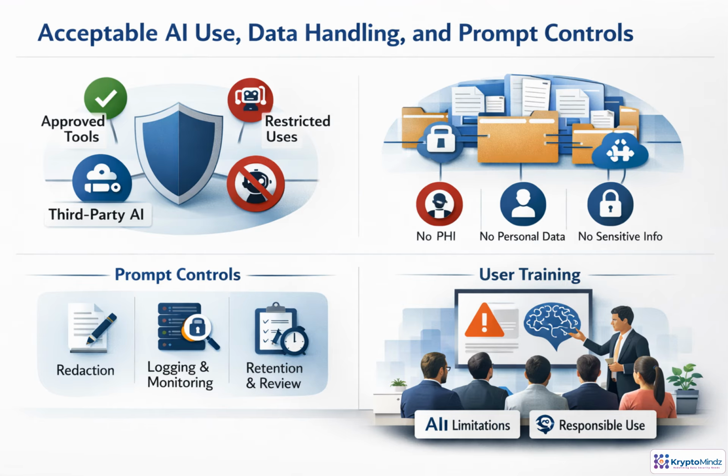Acceptable use policies turn AI from an open-ended experiment into a governed business tool. They draw clear boundaries: which tools are approved, which uses require review, and which are off limits. Sensitive inputs need special protection, especially PHI, personal data, credentials, source code, and regulated records. Prompt controls add another layer through redaction, logging, retention, and monitoring. Training matters too, because users must understand hallucinations, confidentiality risks, and when human judgment is required.